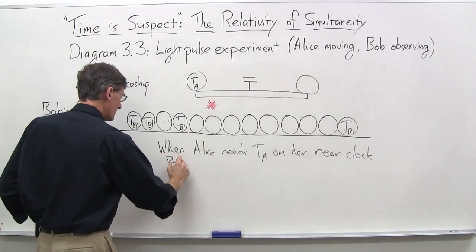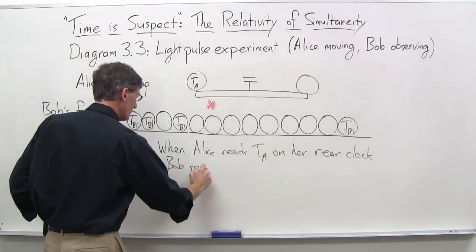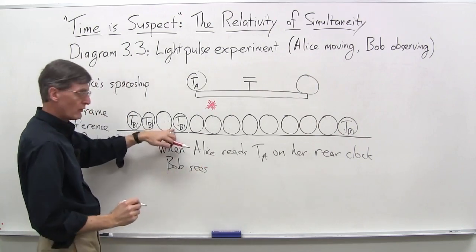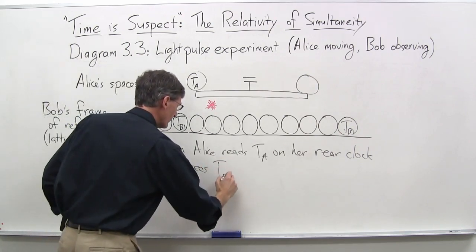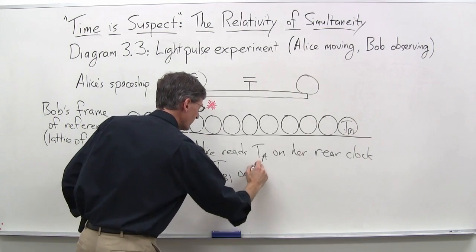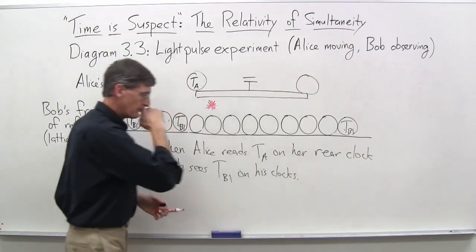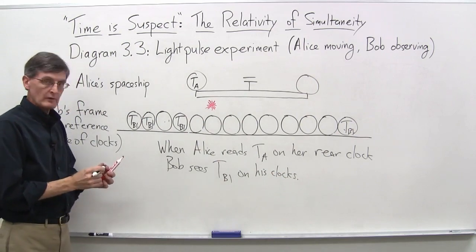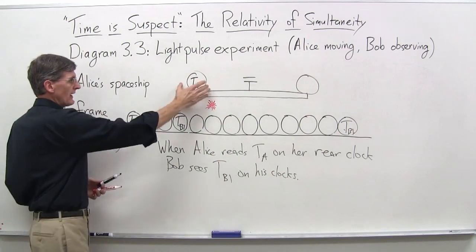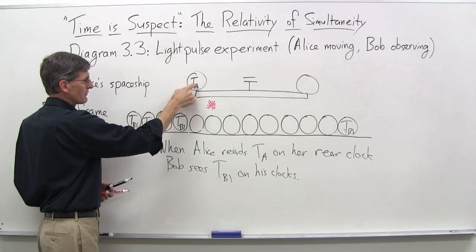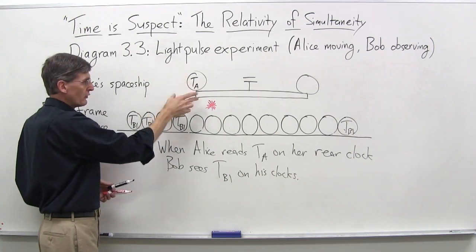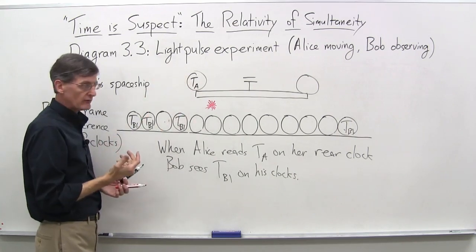Bob sees TB1 on his clocks. Okay? So, just a reminder, I wrote it there, but when this clock was in this position here, photon hit it. Remember, that's what Alice read, T sub A.